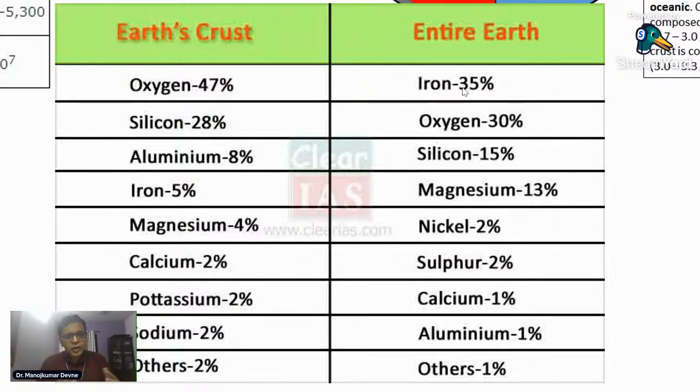Sulfur, again, though we have a lot of volcanoes as far as the Earth's crust is concerned, it does not rank in the first 8, 9 elements. But overall, you have 2% of sulfur in the entire Earth. So obviously, you're going to have more sulfur in the interior. Calcium, on the other hand, is only 1% in the entire Earth, but you have 2% in the crust. That means the crust has more of calcium. No wonder the majority of the surface animals are going to use calcium to build up their skeletal systems.